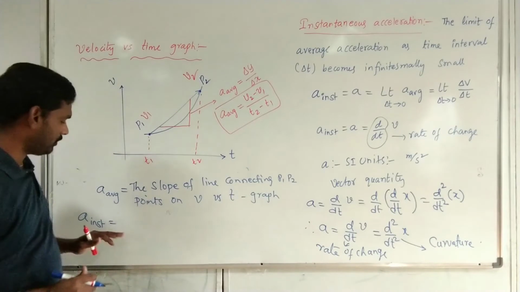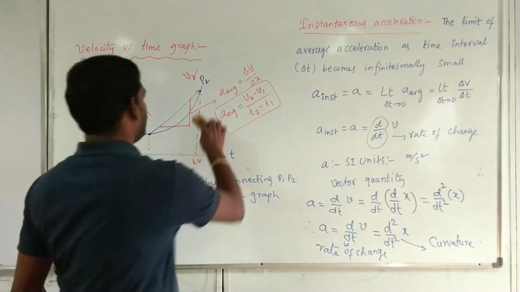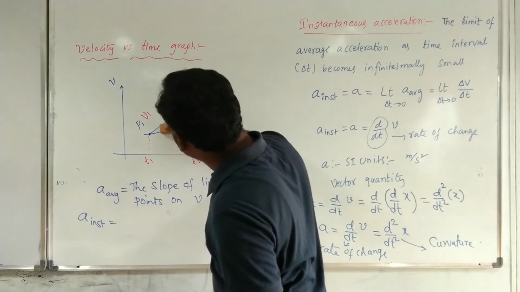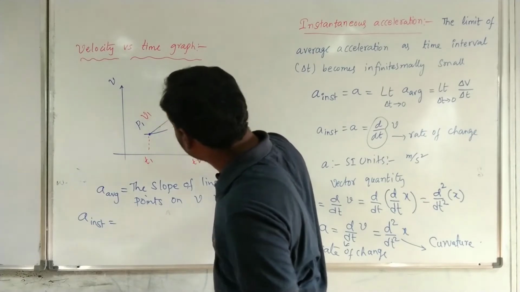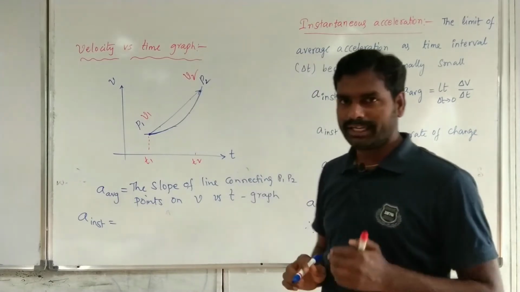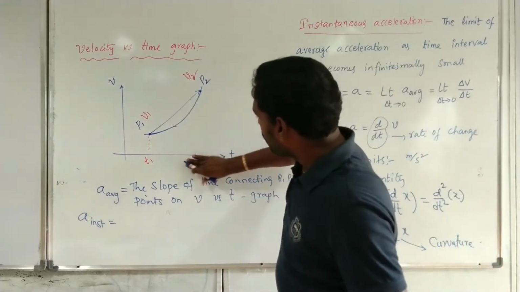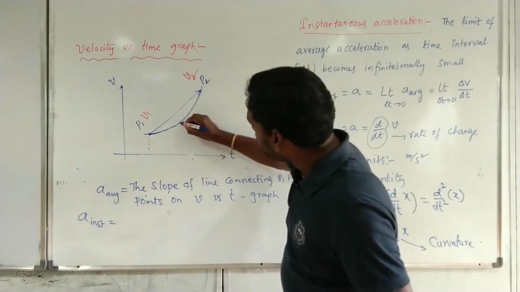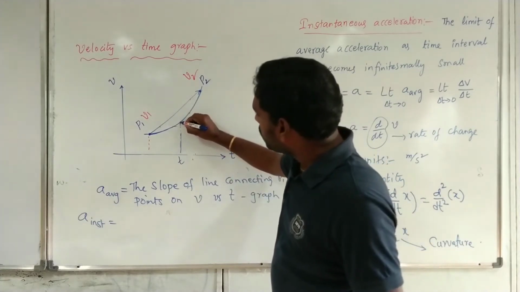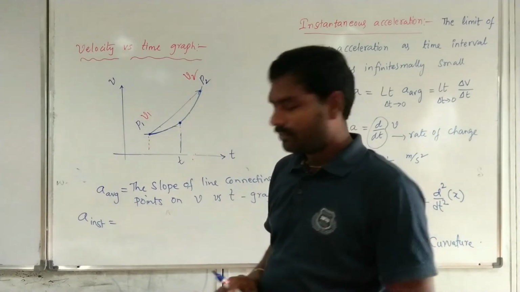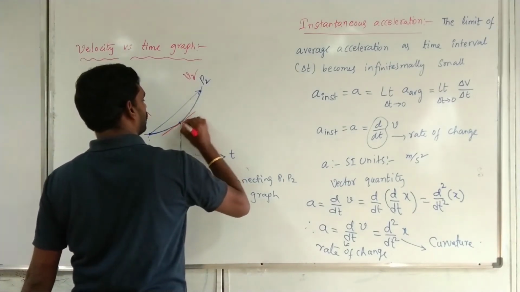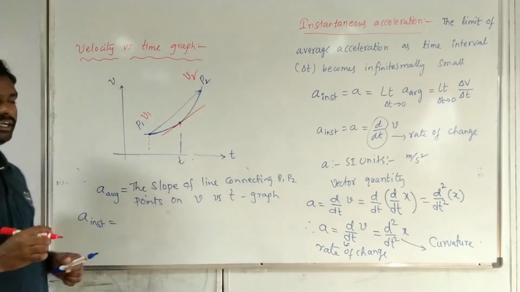Now, I would like to find out instantaneous acceleration here. Our velocity versus time graph is this one. Instantaneous means at a particular instant of time. I would like to find out acceleration at this particular instant of time. At this point, we need to draw a tangent. What is a tangent? A line which has only one point of contact. I have drawn a tangent here.